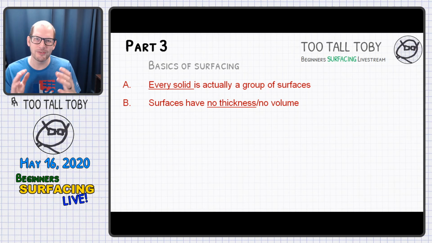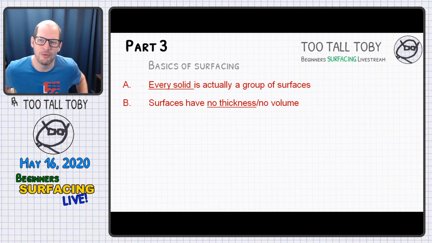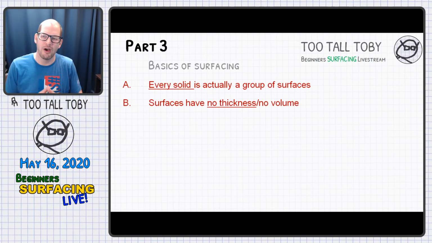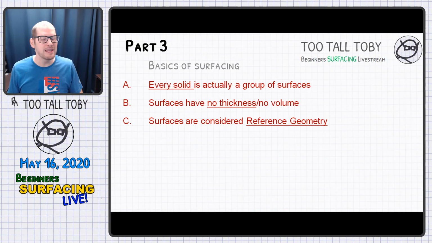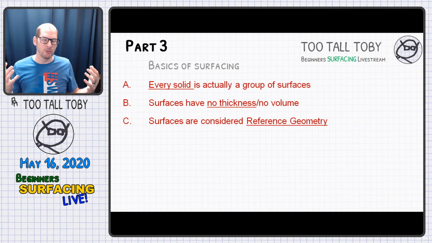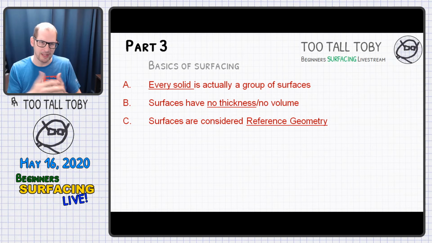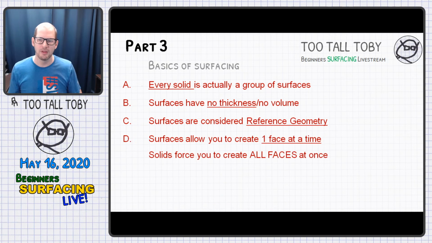Number 2, surfaces have no thickness and have no volume. Surfaces are theoretic in nature. They have no mass. They're not going to affect your mass properties. They should be considered reference geometry. You don't hand off a model with a bunch of surfaces to the next person downstream, at least not usually. Usually you use those surfaces to come up with a solid design, and you hand off that solid design to the next person.